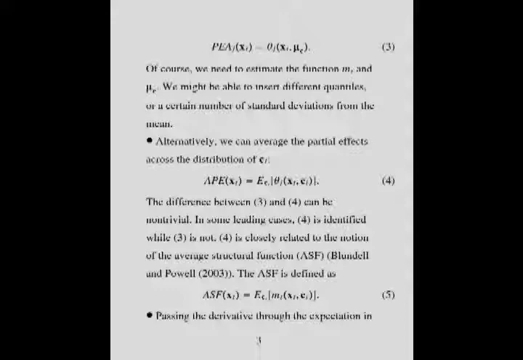Now, this average partial effect is closely related to what Blundell and Powell called the average structural function, which is just a matter of taking the derivative through the expectation, basically. They just say, let's start with the mean function, average out the heterogeneity. That, of course, leaves us with a function of x, and then when you take the derivative, you just pass it through, and then, of course, you get 4. So these, for practical purposes, are the same thing.